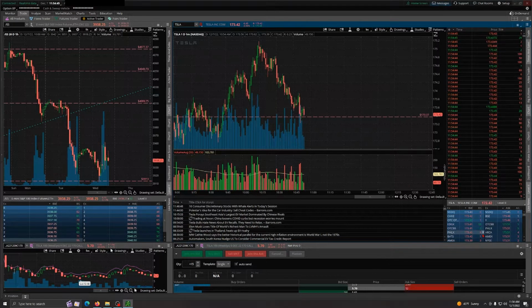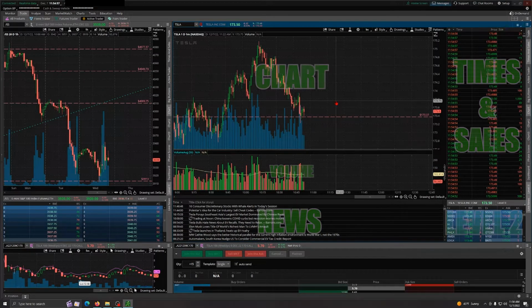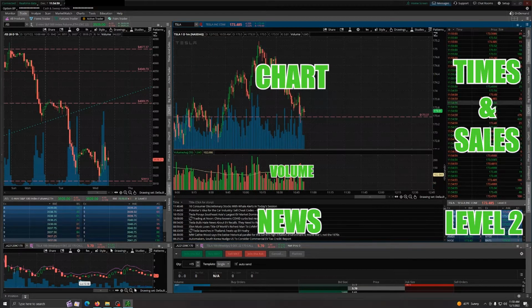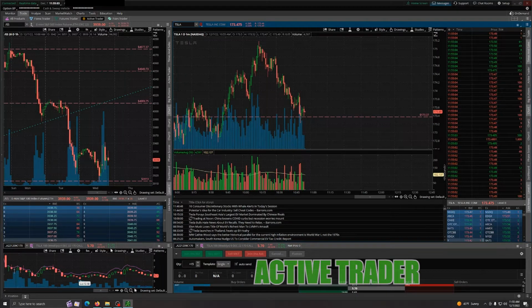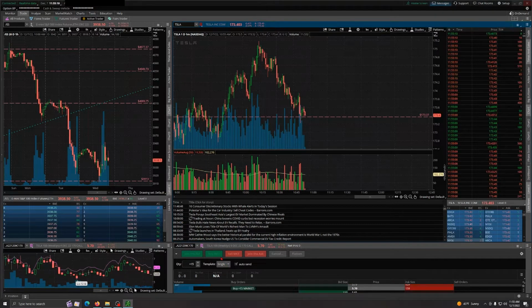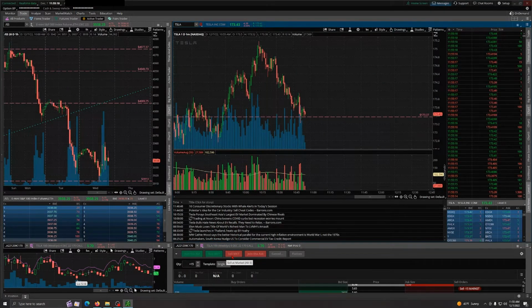That's 400. Now that we understand the chart, the news, times and sales, level 2, let's move on towards active trader. With active trader, this is how you buy and sell a stock or option contract. I have this set up as options. So you buy market, sell market. Those are dominantly going to be the tabs you're going to use.